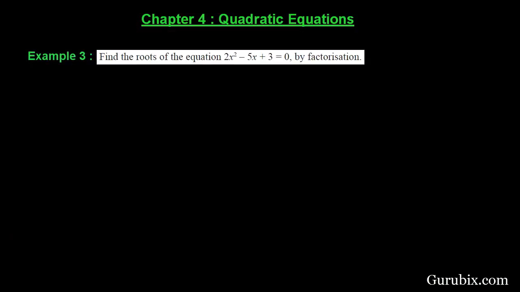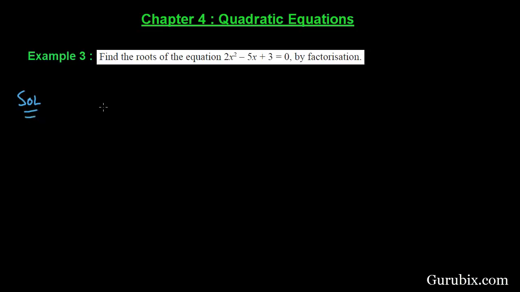Welcome friends. Let us solve the example number 3 of chapter 4, and the example is as follows. Find the roots of the equation 2x squared minus 5x plus 3 equals 0 by factorization. This is a very easy example, so let us see how to solve it.